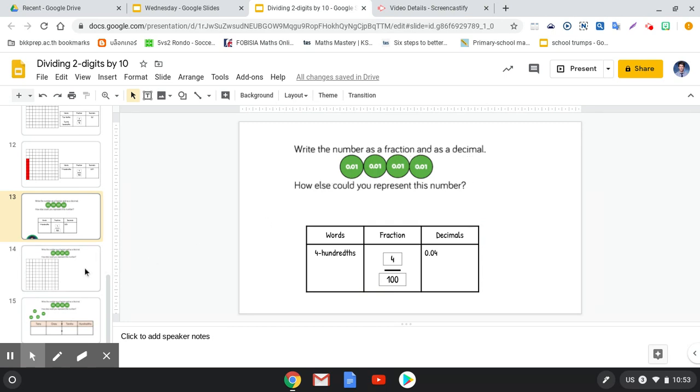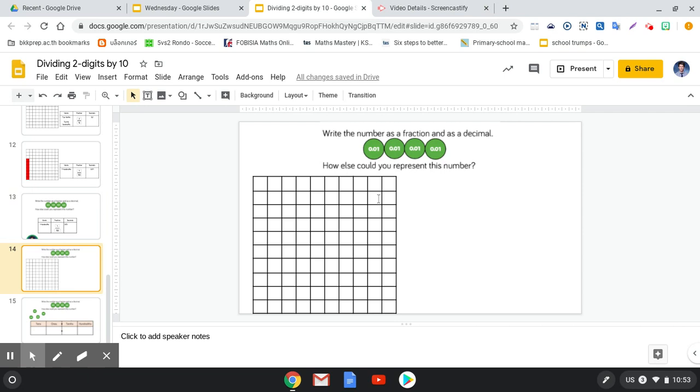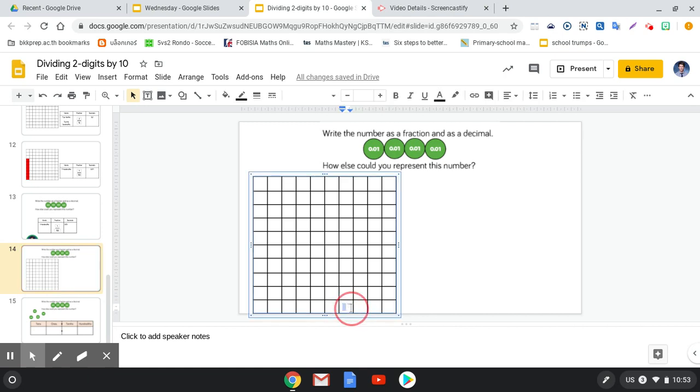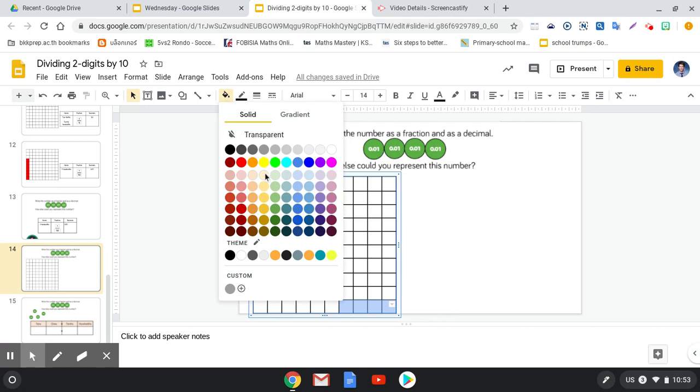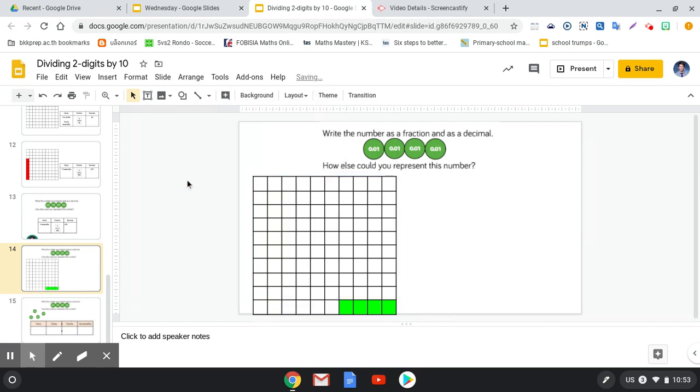So here's one way I'm going to show it. And here's one 100 square. Now remember, each 100th is just 1 square on the 100 square. So imagine the square is worth 1. It's 1 square. Its value is 1. Well, then you can see how small 4 hundredths are. They are just 4 parts out of 100 of 1. So I'm going to do it green this time. Okay, so that picture there, that shows 4 hundredths. You can see how small the number is.